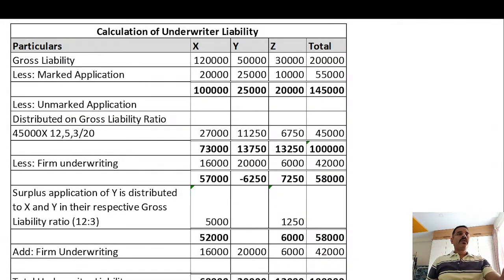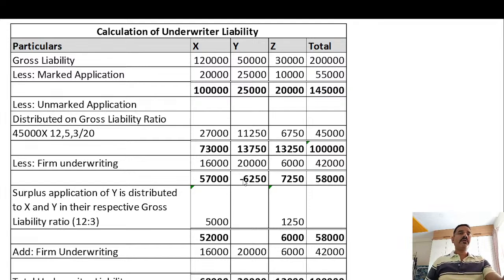Okay, see here. So 73,000, 13,750, 13,250, then 1 lakh. Less firm underwriting, that is 16,000, 20,000 and 6,000. Then you will have a liability of 57,000 and there is a surplus in Y. Y has received more applications, minus 6,250. Then Z has liability 7,250. So this is a best question.